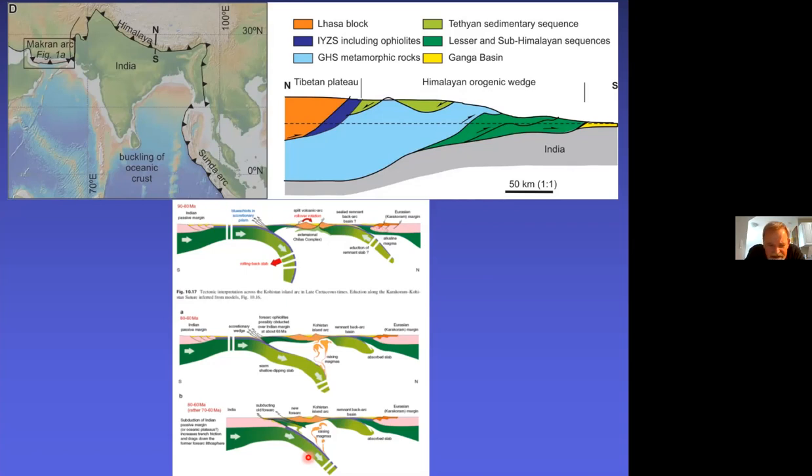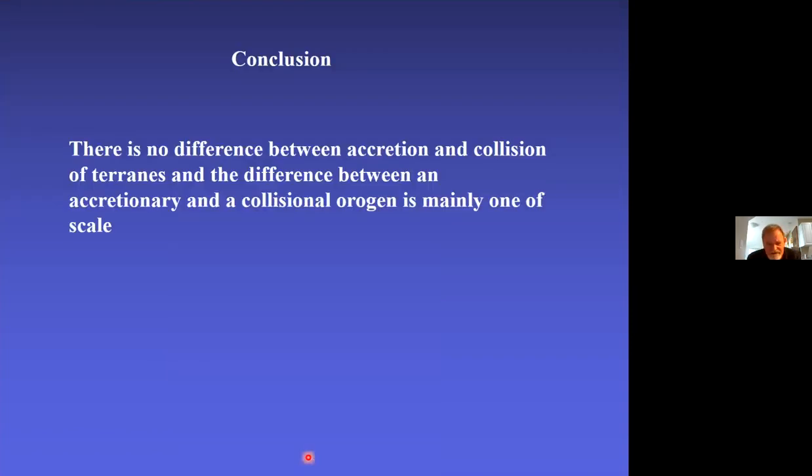And if you look at India itself, then you will see that it is not a very simple continent-continent collision, because India collided first, and this is a slide from Jean-Pierre Burg, first with the Kohistan-Ladakh Arc, and then the composite India collided with Eurasia. So even if you call this a collisional origin, there was an earlier accretionary stage. So in my opinion, there is no difference between accretion and collision of terranes. And the difference between an accretionary and collisional origin is mainly one of scale.